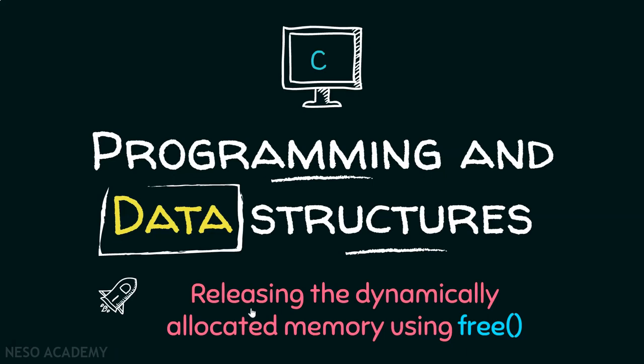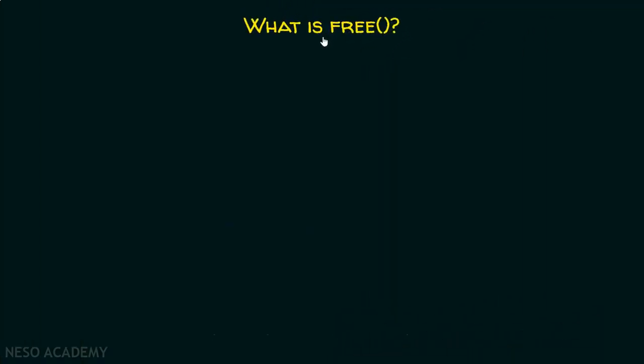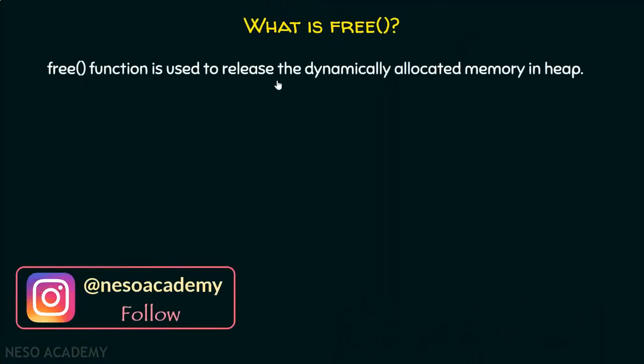In this presentation, we will learn how to release the dynamically allocated memory in heap using the free function. So let's get started. What is free? The free function is used to release the dynamically allocated memory in heap, as simple as that. It releases the memory allocated by us.